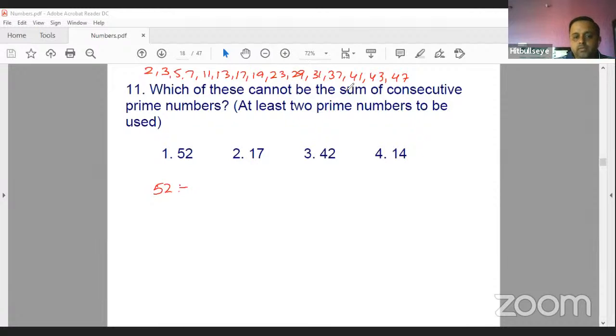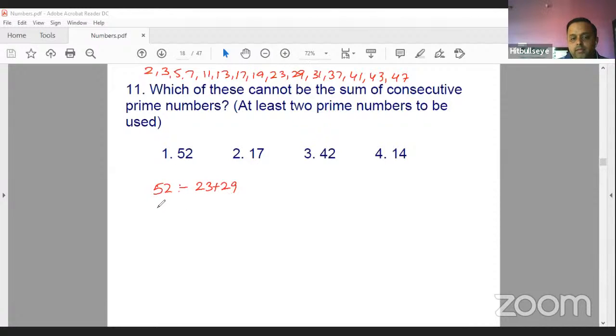So what do you think, 52 is the sum of which of the two consecutive prime numbers, or which of the 3 or 4 consecutive prime numbers? You can check that from this. So 52 is 23 plus 29. Okay, so 52 is the sum of two consecutive prime numbers.